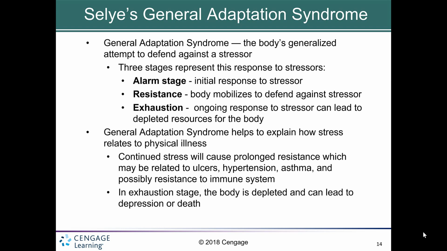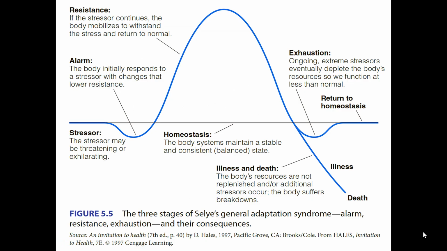The GAS has three stages: the alarm reaction, the resistance stage, and the exhaustion stage. The potential for trauma or illness exists at all three stages. GAS really helps to explain how stress relates to physical illness. For example, continued stress will cause prolonged resistance, which may be related to ulcers, hypertension, asthma, and possibly resistance to the immune system, which we will discuss in your next chapter.